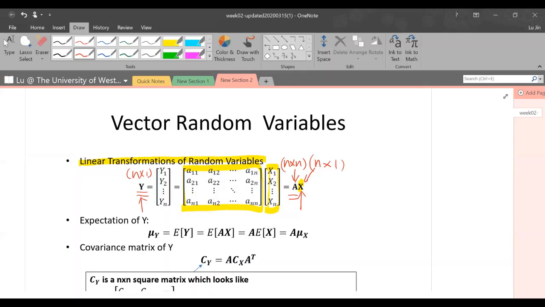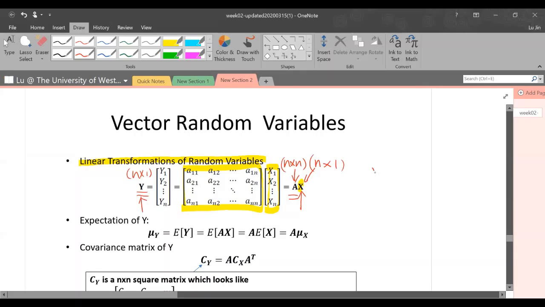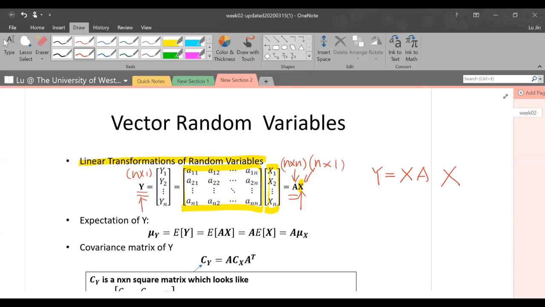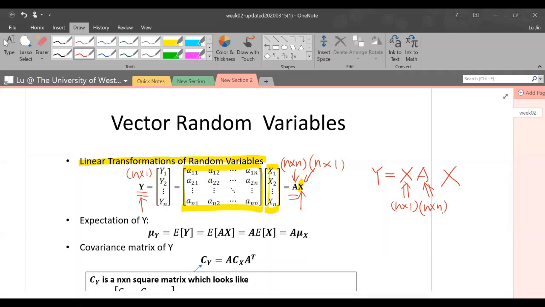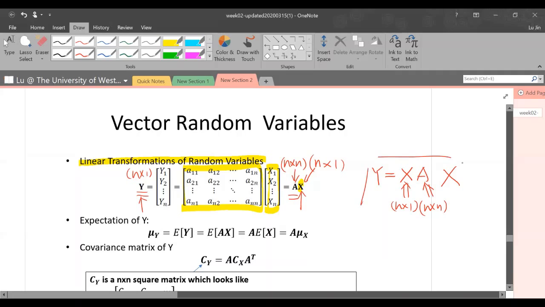In this part, please do not write y equal to x times A. This is wrong because you will not be able to make y the same dimension as x. You cannot even get the result of y, because x is an n by 1 matrix and A is an n by n matrix. Multiplication of n by 1 by n by n cannot give you the result. This is not right.